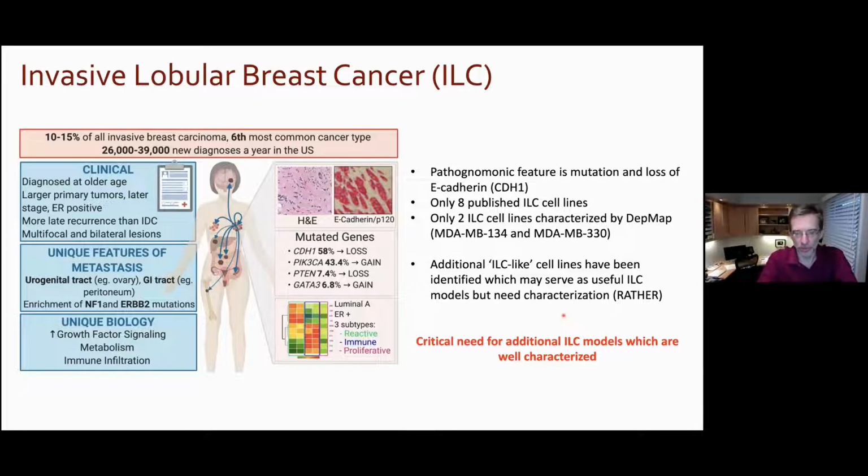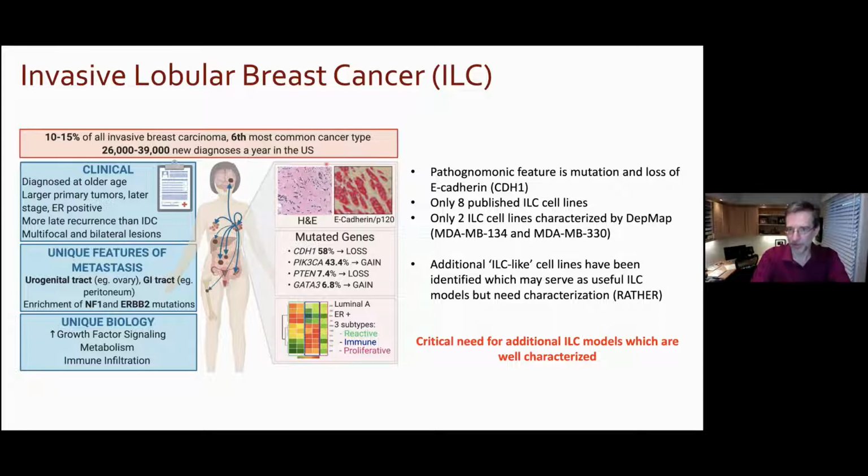So I'll show you what we've done now, moving towards another form of breast cancer, and how we've used optical mapping to try and understand a unique subtype of breast cancer. So this is invasive lobular breast cancer, ILC. About 10 to 15% of all invasive breast cancers are invasive lobular breast cancer. If it's considered an independent cancer alone, it's the 6th most common cancer type of women, with about 26 to 39 thousand new diagnoses a year in the US. And what we show here is the unique clinical features, unique metastatic features, and unique biology of this invasive lobular cancer, this unique subtype.